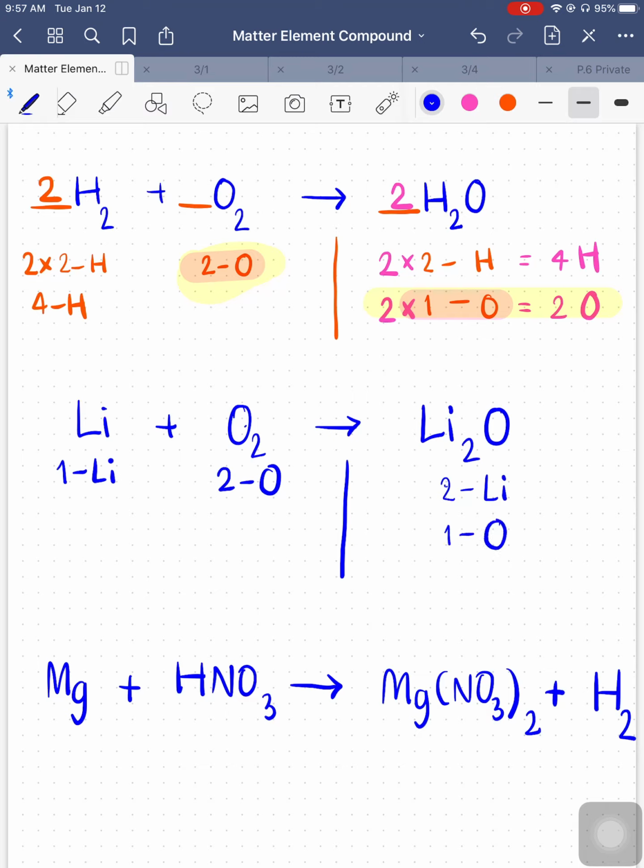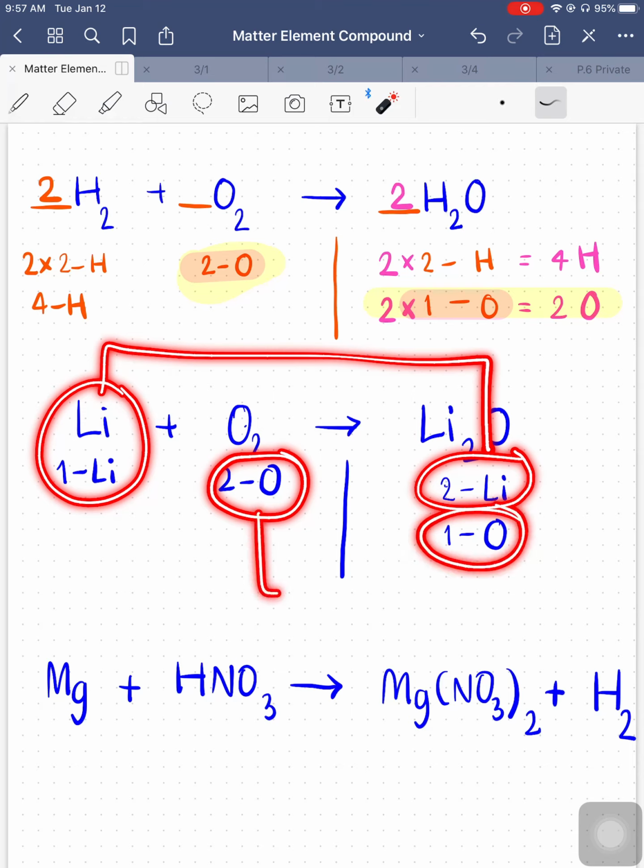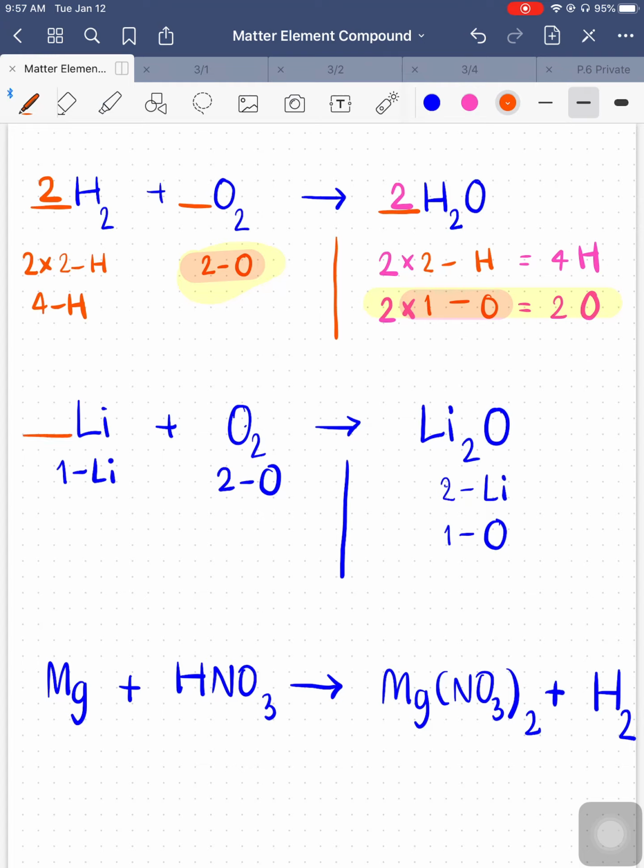And how about oxygen? Just 1 oxygen. So which one is not balancing? Lithium, right? Lithium is not balancing. People, lithium is not balancing. And oxygen also is not balancing, people. Please help me find. What should we do then?